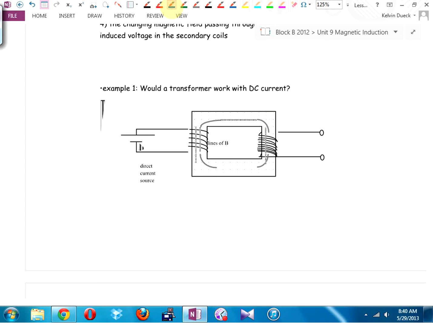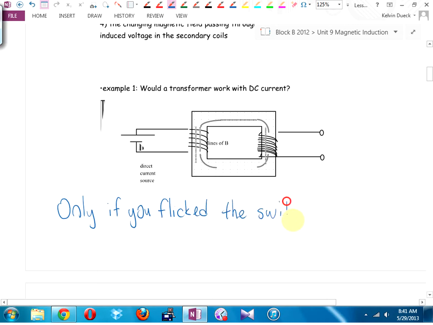Would a transformer work with a direct current? Only if you flick the switch on and off, faking an alternating current, essentially by hand. In fact, you would only get a transformer working the split second you opened the switch, because that's when the changing flux occurs. As soon as it reached constant flux, though, no more. And the split second you close the switch, you get a brief pulse of current, no more.